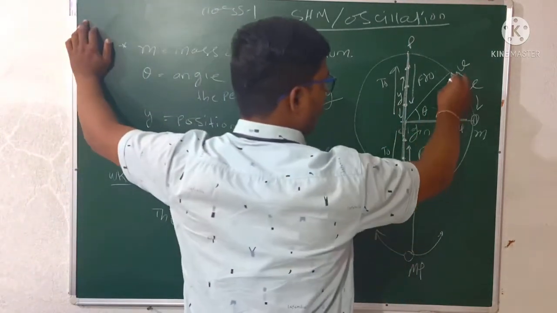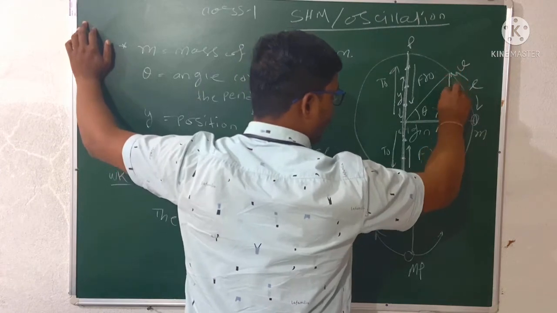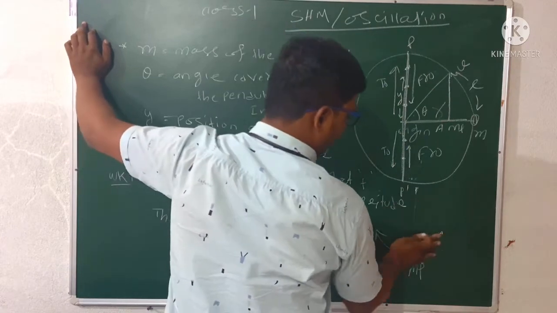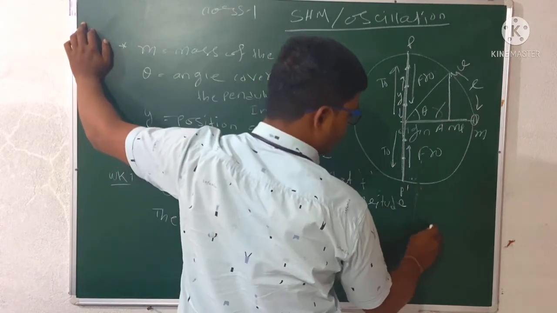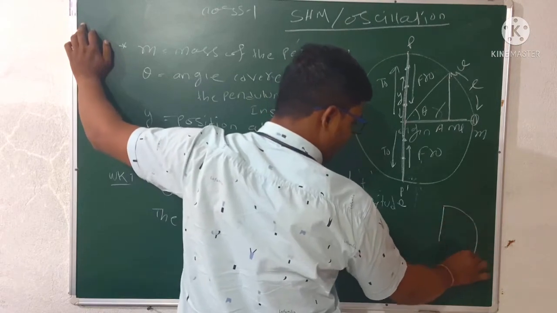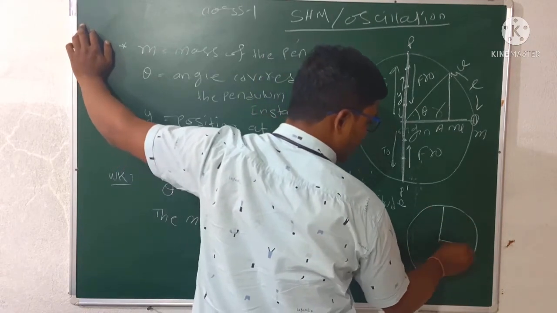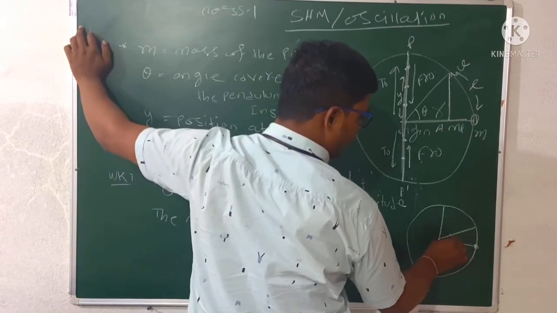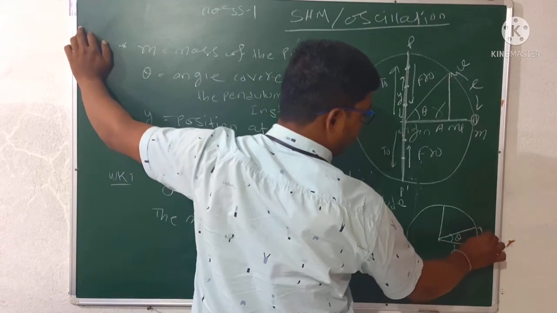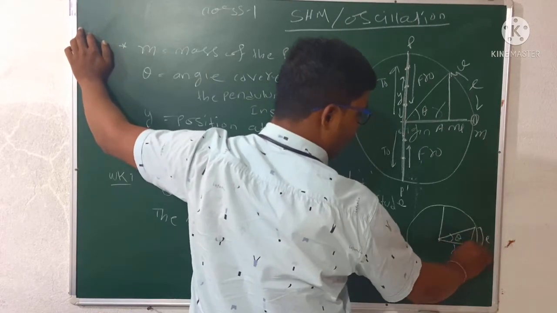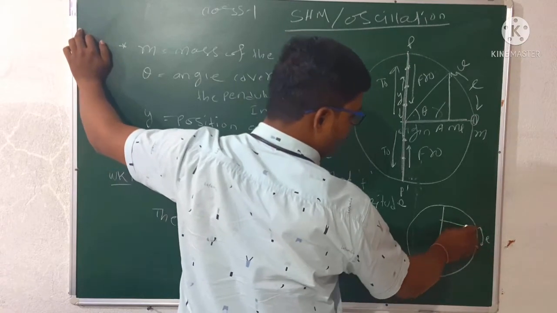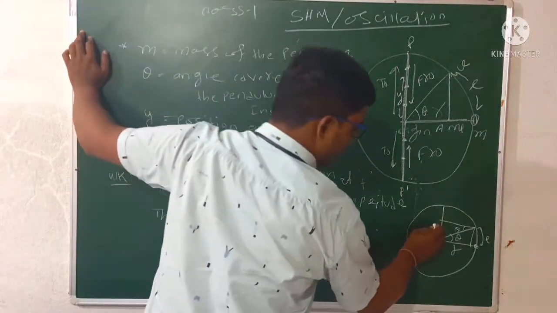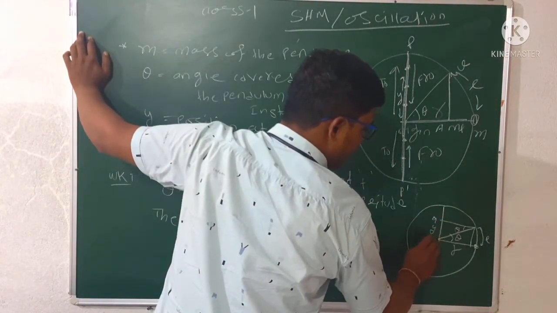Let me make a perpendicular here. If that angle is theta, I am now drawing this clearly. This is the circular path on which the particle is rotating, and this is the starting path. This one is our theta, and this length is L, the arc length. If you draw a perpendicular, that angle is also theta. This position is y, the position at an instant of time.